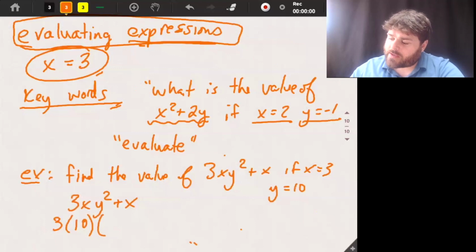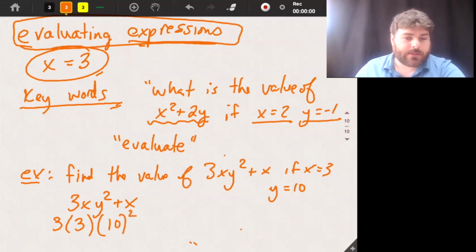All right, so X is 3. Oh, made a mistake here. X is 3, so I shouldn't plug in 10. I should plug in 3, okay? Times Y, which is Y is 10. And don't forget, we want to square that. So I got to put my little exponent up there. Plus 3, okay? Now, if I want to be safe, put a little parentheses around, doesn't hurt.